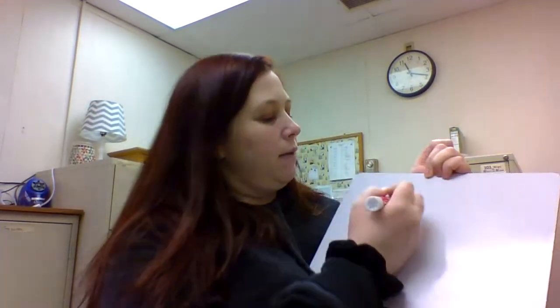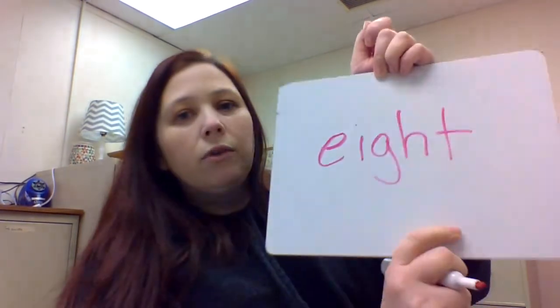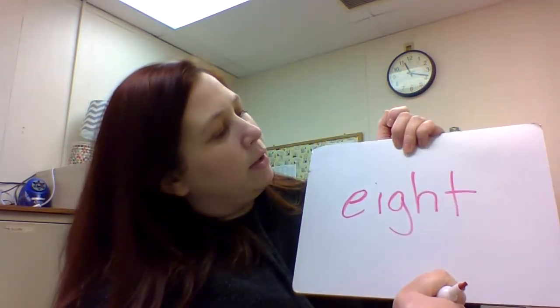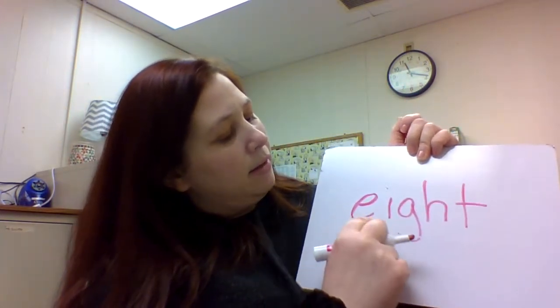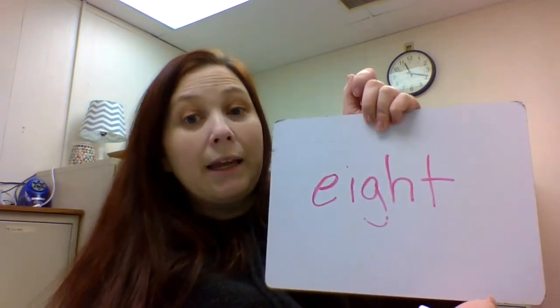All right, we also have a new sight word. Maybe you know this word already. It's a number. It's eight. So when we see eight, it doesn't follow our rules, and so we'll just have to know when we see it that it's the word eight. All right, let's move on.